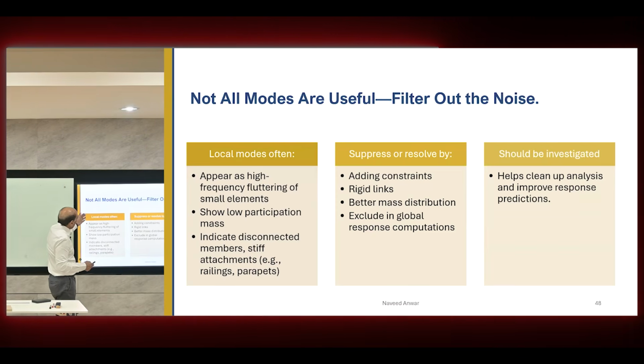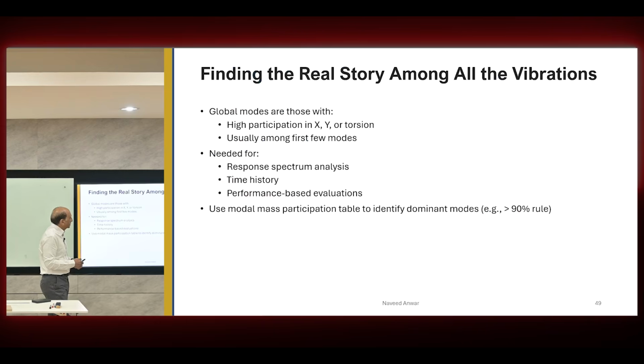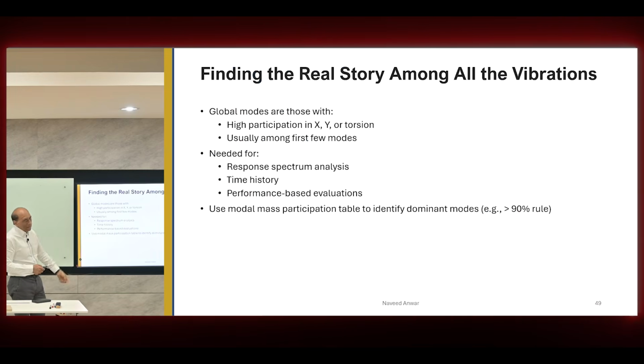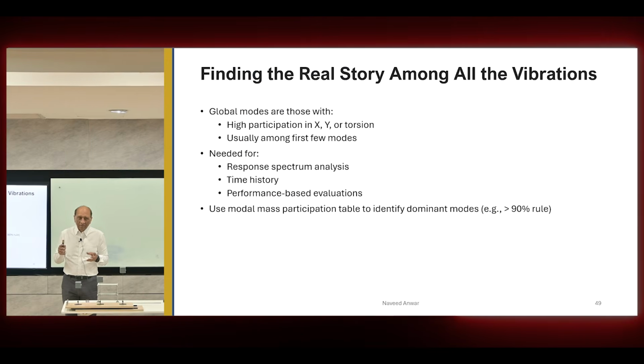We can resolve the local modes, which often appear because of disconnected members or something that we are not looking for. And I will show you one example. So global modes are those with higher participation. Global modes are the ones in which more mass will be moving. Local modes will be the ones in which very small mass will be moving.